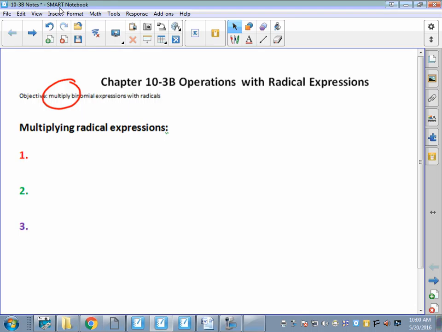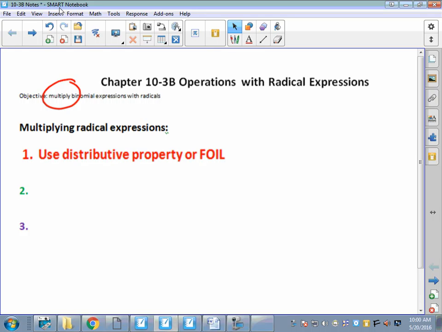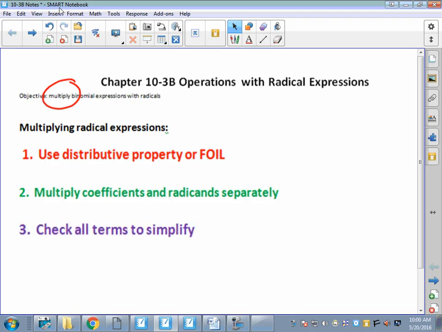The first thing you're going to have to do is use distributive property or the FOIL method or the line method, whatever you called it, but where we multiply everything by everything else. You're going to multiply, remember, coefficients and radicands separately. Outside the radical stuff gets multiplied, under the radical stuff gets multiplied. And your last step is to check all the terms and simplify. I feel pretty confident in saying you will need to do some simplifying somewhere along the way. So let's do a couple examples. This will be short and sweet for everybody.